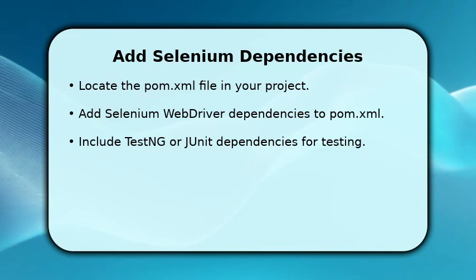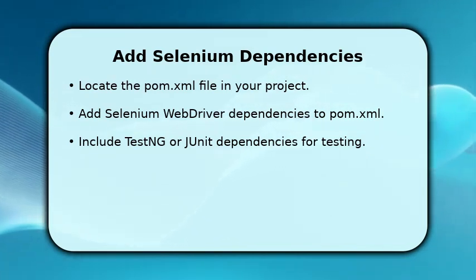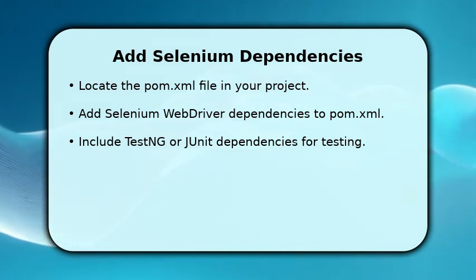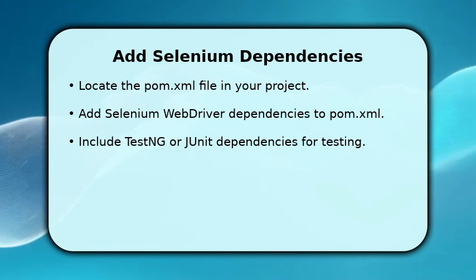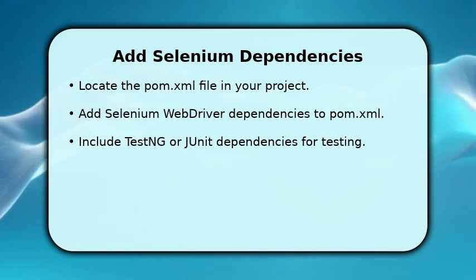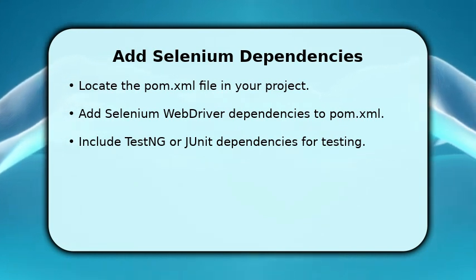Now that your project is set up, the next crucial step is to add the necessary Selenium dependencies. Open your project and locate the POM XML file, which is central to Maven projects. Inside the Dependencies section, you will add the Selenium WebDriver library. Additionally, include testing framework dependencies like TestNG or JUnit. Maven will automatically download and integrate these libraries, simplifying your project's dependency management.